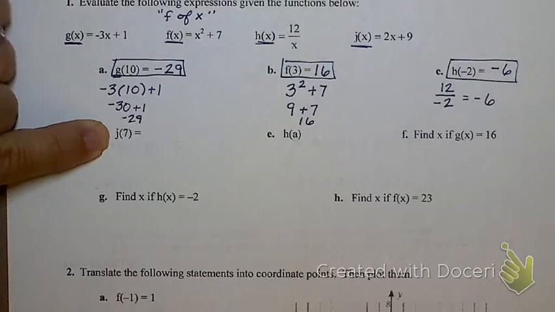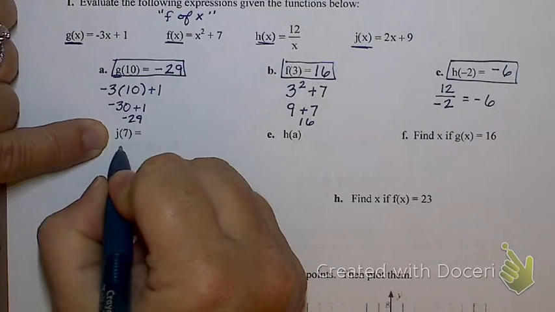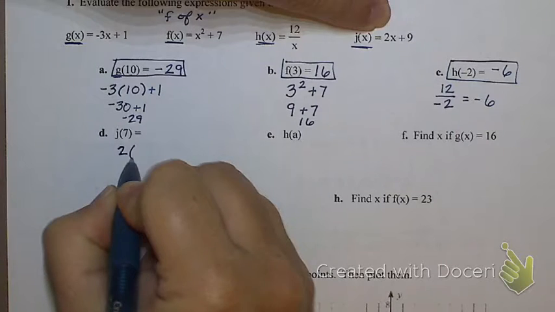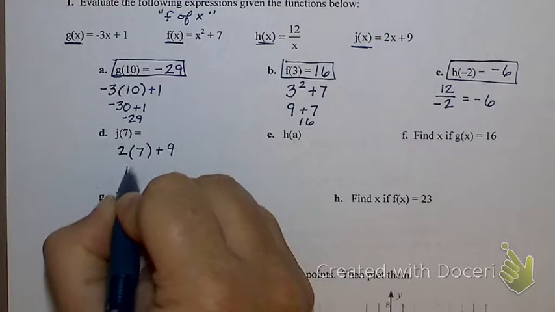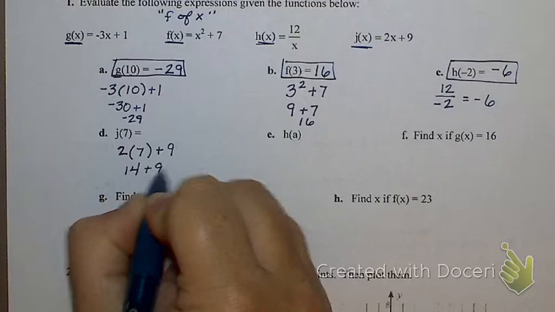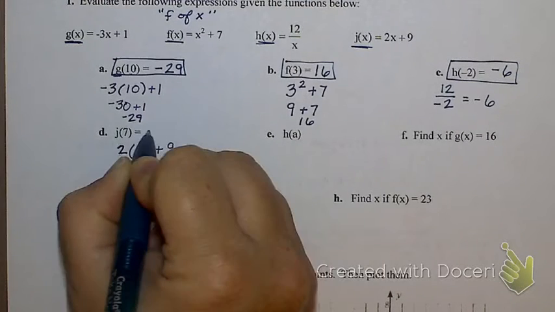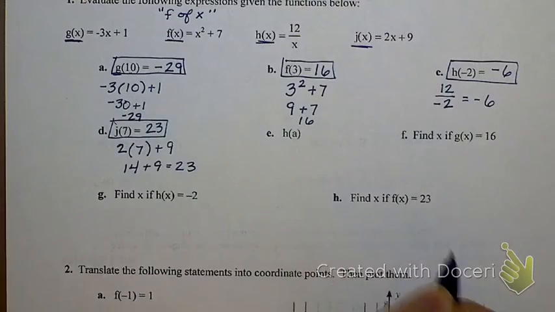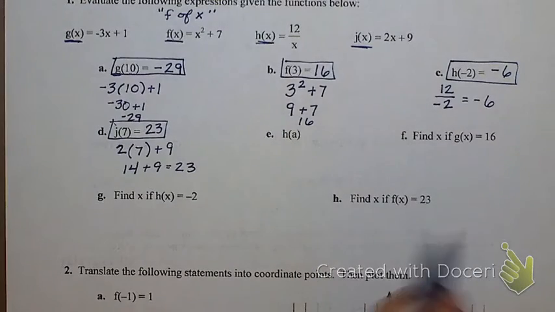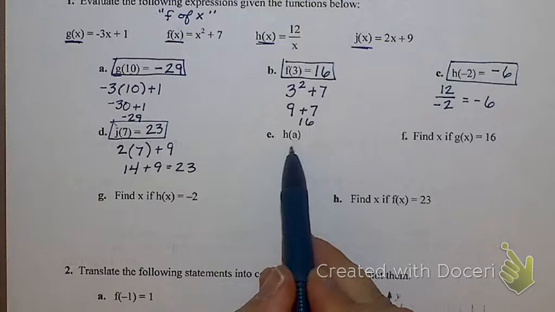Okay? All right, J of 7. What's that going to be? 2 times 7 plus 9. 2 times 7 is 14 plus 9 is 23. So J of 7 is 23. Ha! See what I did there?